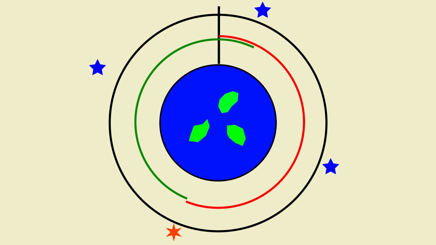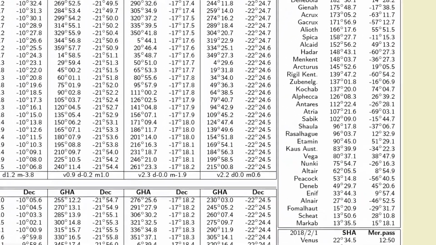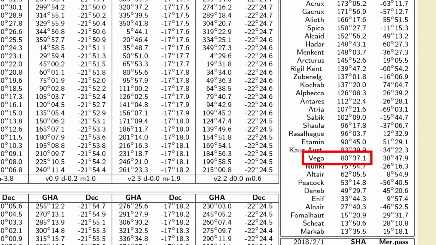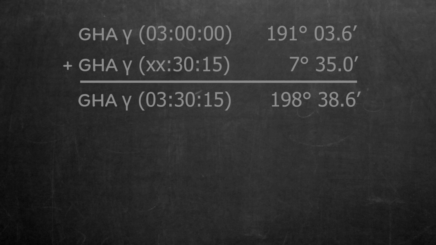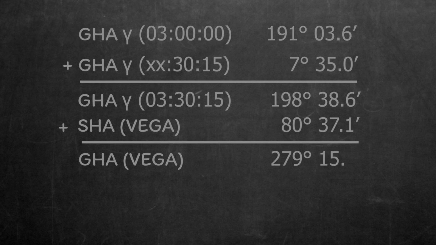If so, you just need to subtract 360 to remove that extra lap of the Earth that you've done in your measurement. So let's have a look at our star. We find the sidereal hour angle of Vega is 80 degrees 37.1 minutes. To find the Greenwich hour angle of Vega at 03:30:15, we add the sidereal hour angle to the Greenwich hour angle of Aries at our time, which we already calculated as 198 degrees 38.6 minutes, and we find the Greenwich hour angle of Vega is 279 degrees 15.7 minutes.